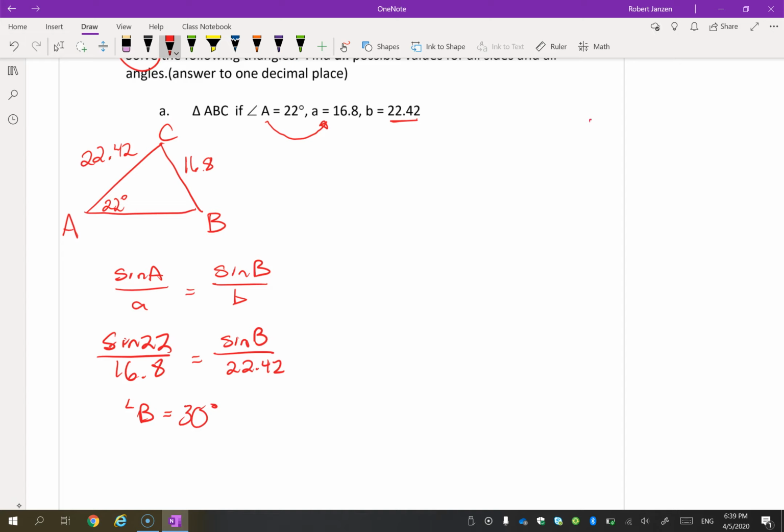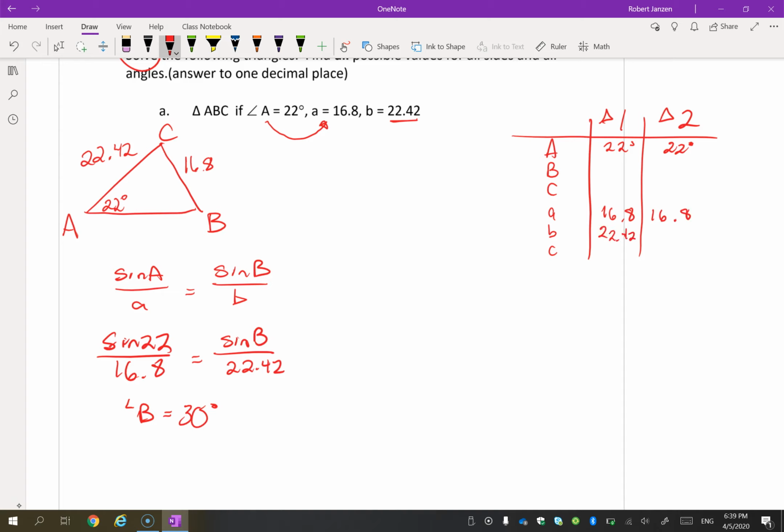This tells me that there are 2 triangles. So we'll go ABC, ABC, triangle 1, triangle 2. Now, what have we known? Angle A is 22 degrees. It's given to you, so it's the same for both. Side A is 16.8. It's given to you, so it's the same for both. B is 22.42. That's given to you, so it's the same for both. And we just found angle B is 30 degrees.